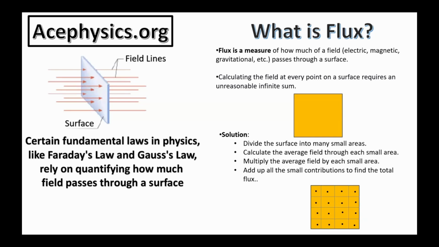Why can't you directly measure the field leaving every point on a surface and just sum it all up? That would give you a value for the total field leaving the surface. Directly measuring the field at every point on a surface is impractical. So we use the concept of flux to simplify this.